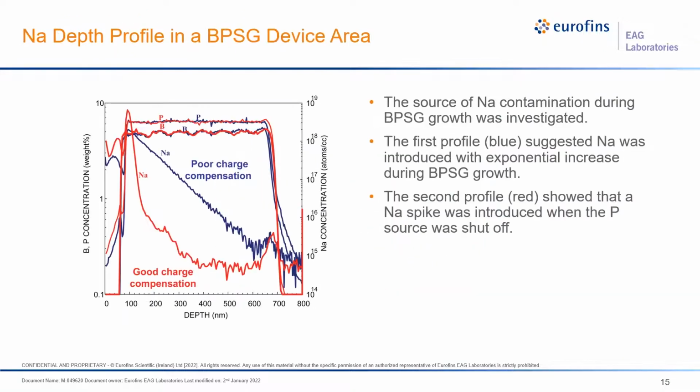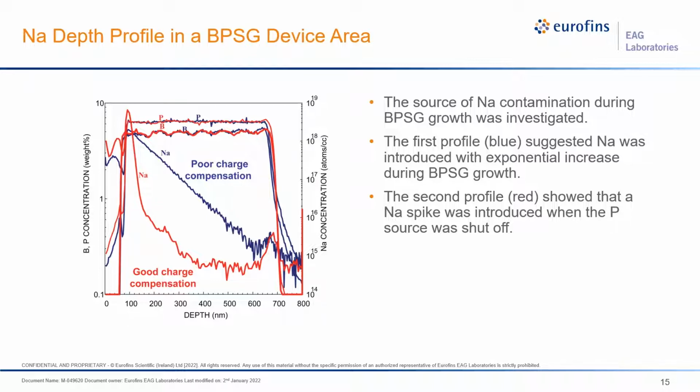I'll give you an example of that in a borophosphate silica glass. The customer was experiencing conductivity issues and asked us to do SIMS analysis. And in the SIMS analysis, when there is poor charge compensation, we get a sodium distribution that gives us the impression that when you're growing that film, you're slowly introducing sodium, increasing towards the end of the deposition. But this is because of the poor charge compensation.